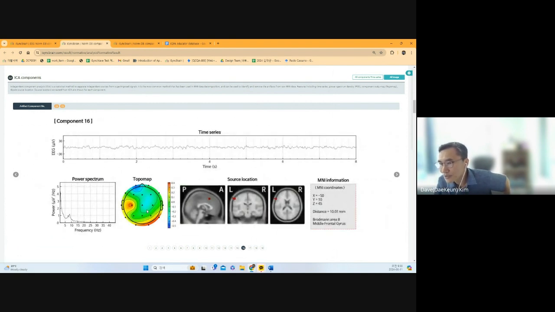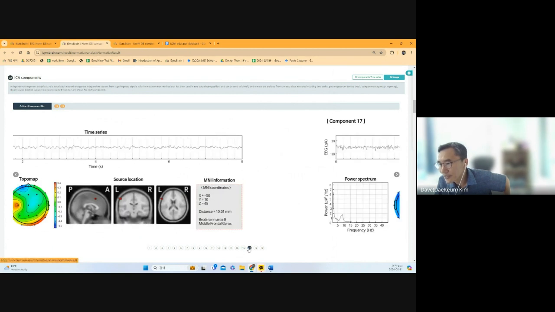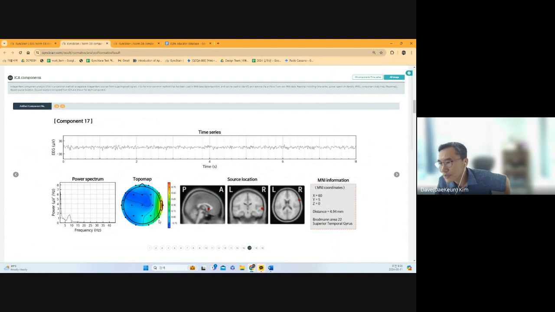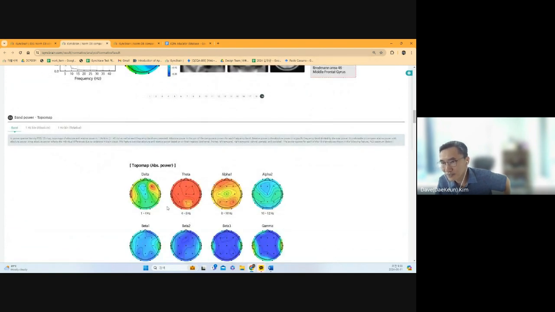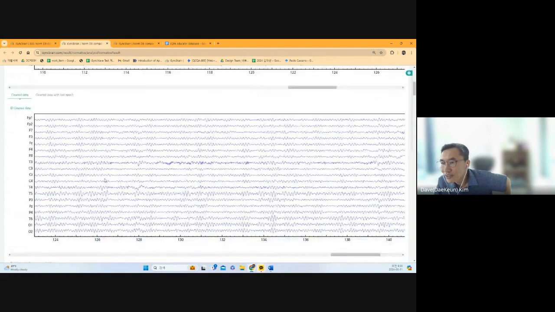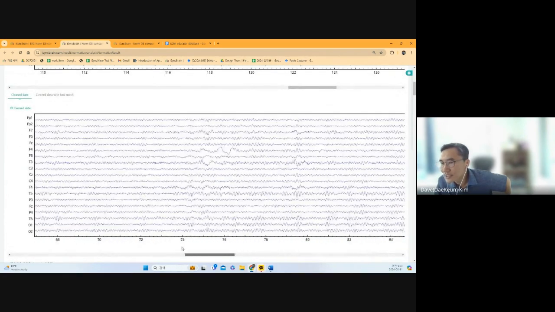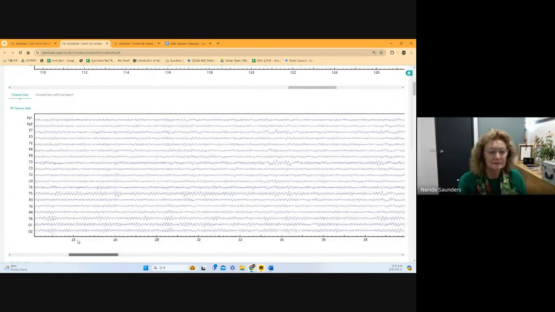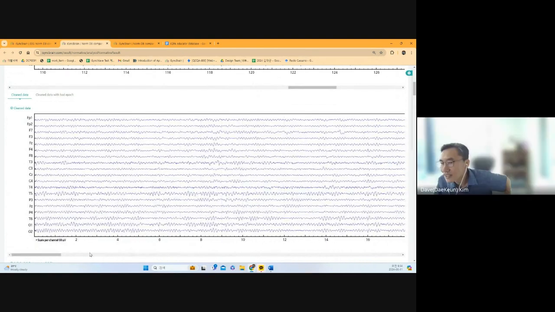And there are similar sources coming from frontal and temporal. She has a lot of frontal temporal slow components. Finally, she has this kind of activity. I think this is coming from the PF4. You can see here in the clean data.